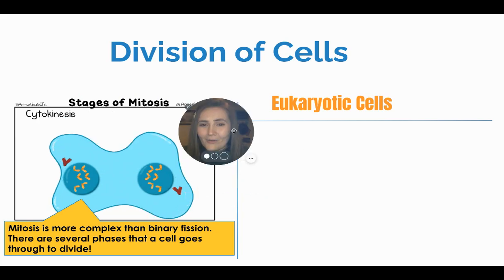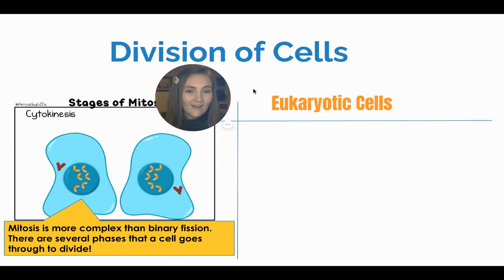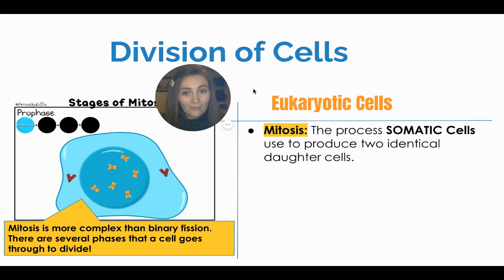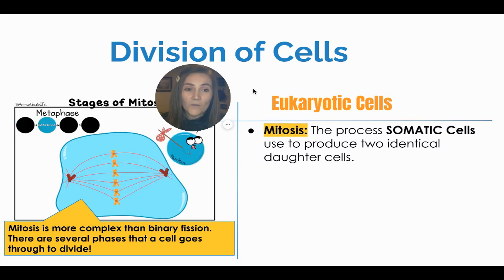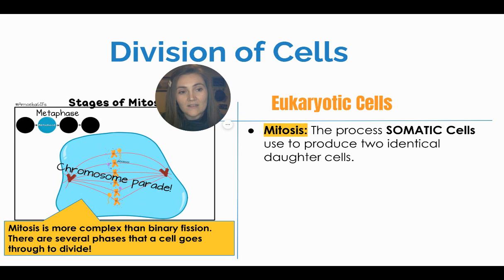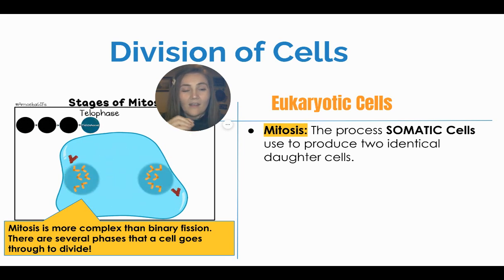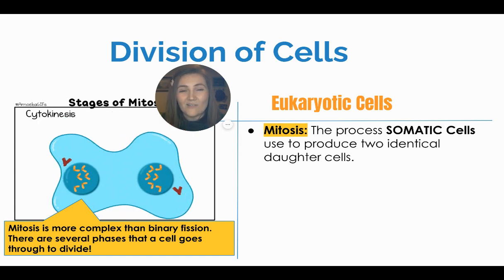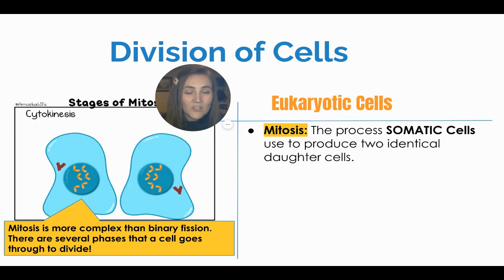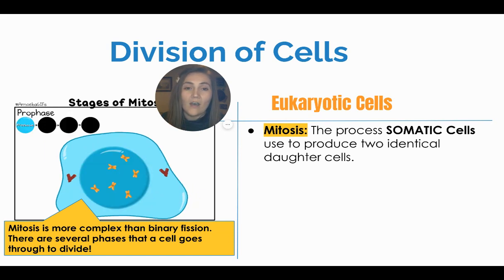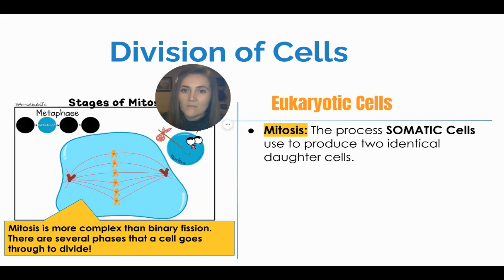Eukaryotic cells, a little bit more complex. So eukaryotic cells use a different process called mitosis. So mitosis is what somatic cells, and I'll get to what that word means in a minute, use to produce two identical daughter cells. So it may seem that it's similar to binary fission, but it ends right there. It's a little bit more time-consuming and complex.